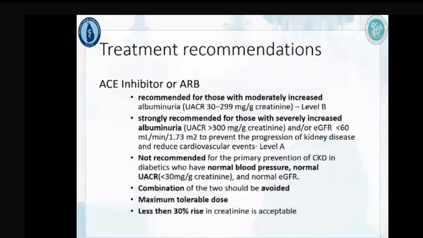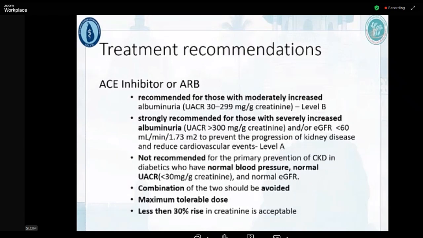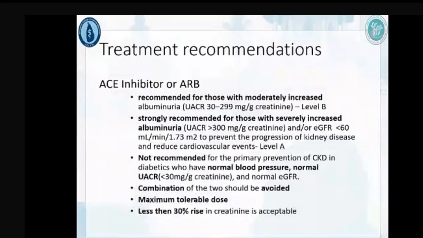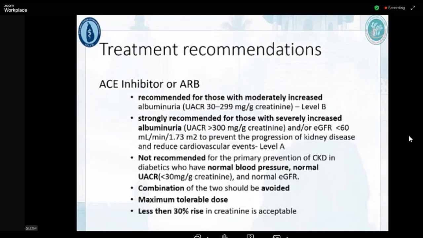And it is obviously more strongly recommended when the UACR is more than 300, or if the eGFR has started to drop below 60. However, we don't recommend starting an ACE inhibitor or an ARB in a diabetic patient who has normal blood pressure, normal UACR, and a normal eGFR. So it's not really recommended as a primary prevention drug, but only to be started when there is mild proteinuria. In the guidelines, they say the combination of the two drugs, that means ACE inhibitor plus ARB, should be avoided because the risks it brings far outweigh the benefits.